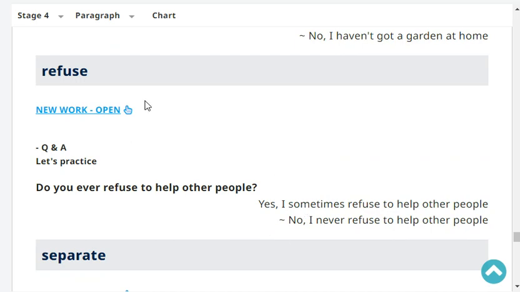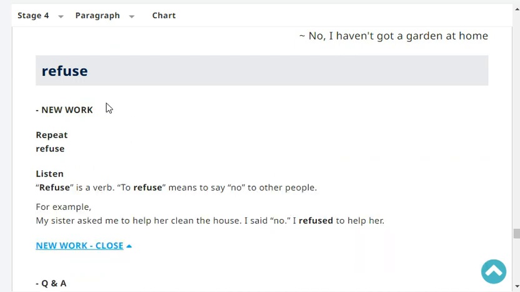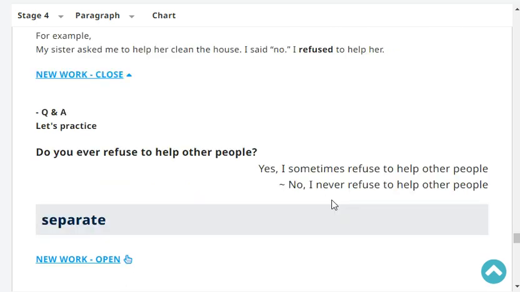Next repeat. Refuse. Refuse. Very good. Okay, listen. Refuse is a verb. To refuse means to say no to other people. For example, my sister asked me to help her clean the house. I said no. I refuse to help her. Let's practice. Do you ever refuse to help other people? Yes or no?